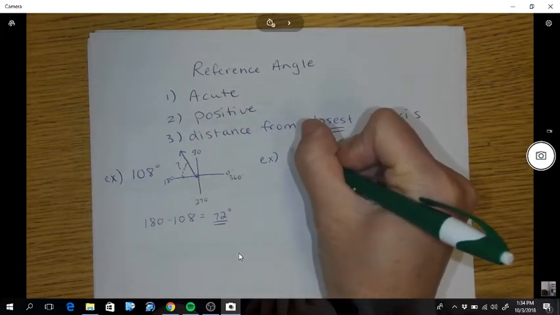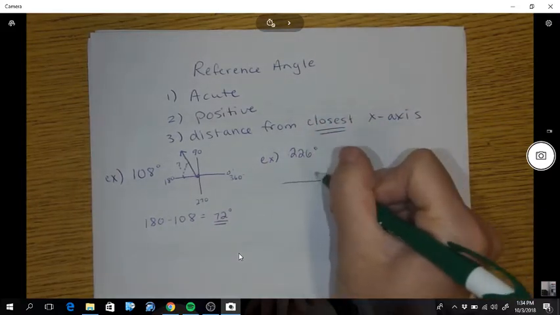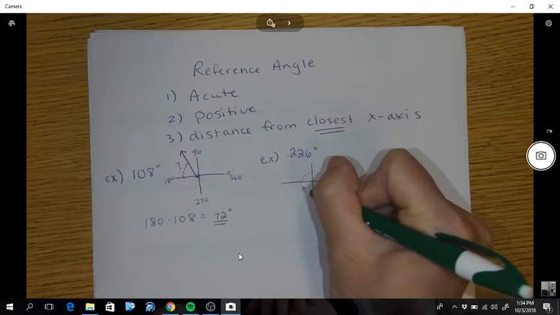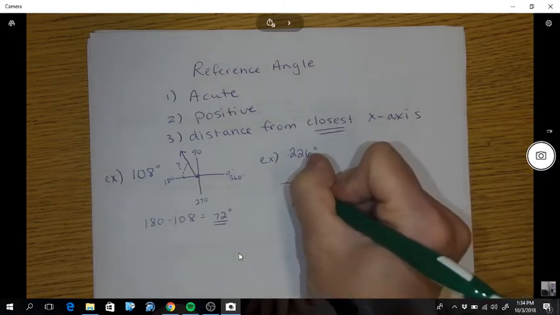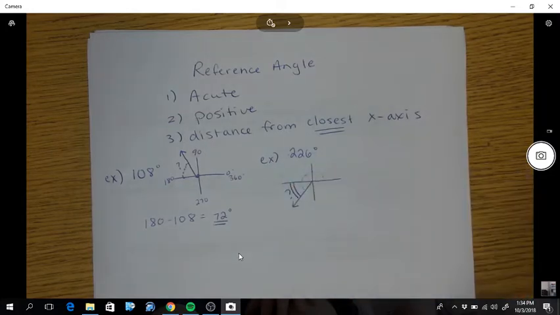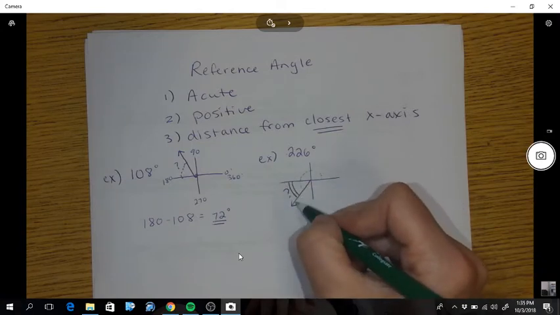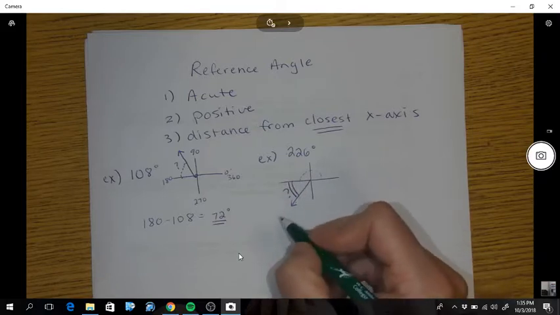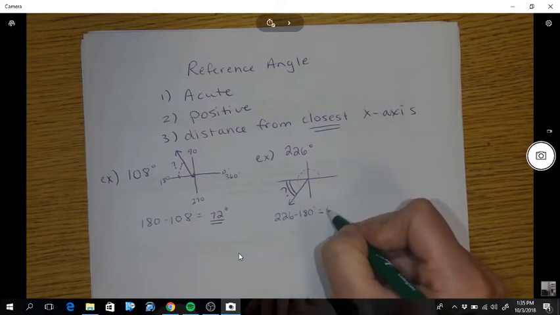Okay, let's do another example. Let's go 226 degrees. So this is 90, 180, and so it ends up in this quadrant, quadrant 3. So 1, 2, 3. So the distance to the closest x-axis would be, what is that distance? We're going to have the whole thing, 226, take off this 180, and what's left over in here is 226 minus 180, and that ends up being 46 degrees.